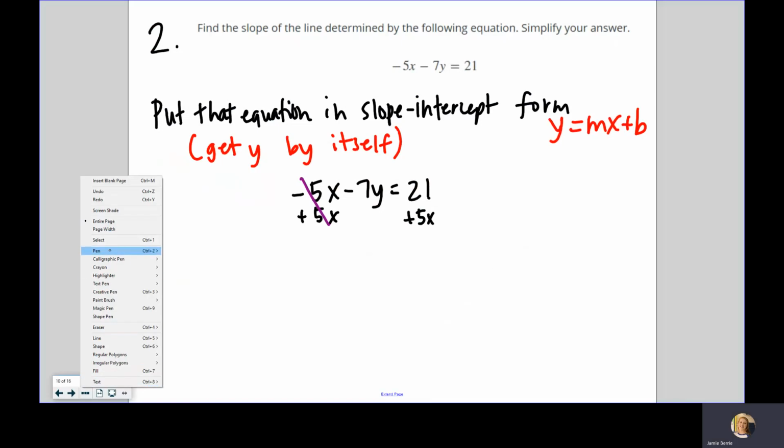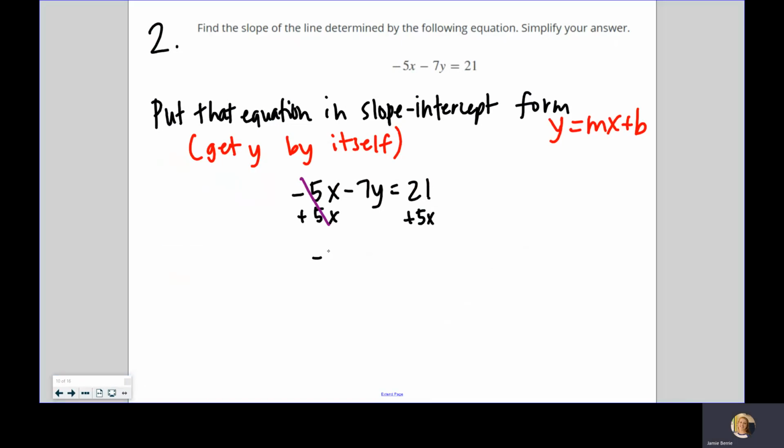All right, our 5x's cancel on the left. We're left with -7y equals, like I said, I'm going to put the 5x in the front, 5x plus 21. I'm only putting the 5x in the front because that's how it appears in my slope-intercept form. I'm almost done.